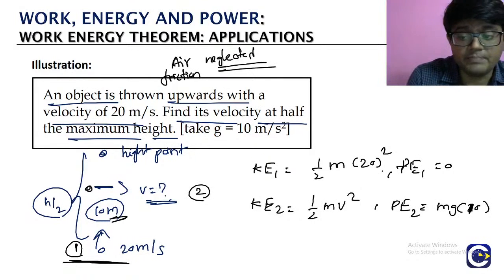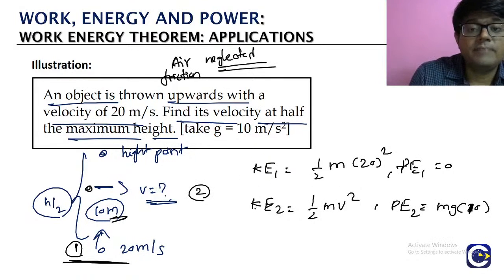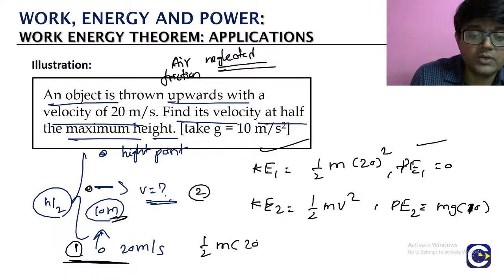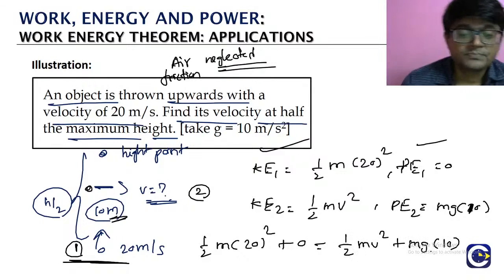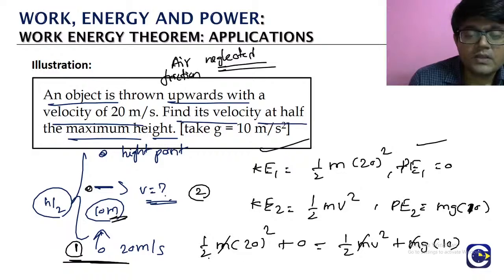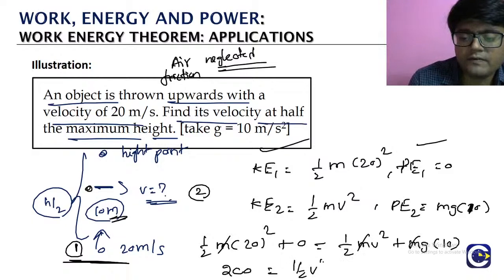Half the maximum height is 10 meter, right? So conservation of mechanical energy means KE at point 1 plus PE, half into m into 20 square plus 0, is equal to half into m into v square plus mg into 10. See, m cancels. 20 square is 400, divided by 2 is 200. So 200 is equal to half v square plus g into 10. G is 10, so 10 into 10 is 100.